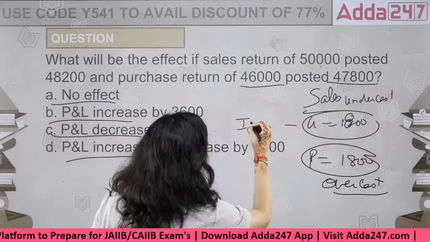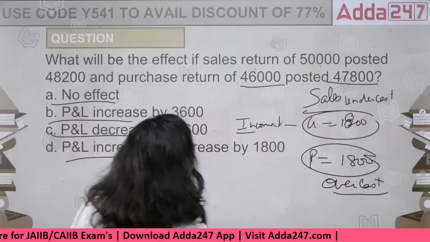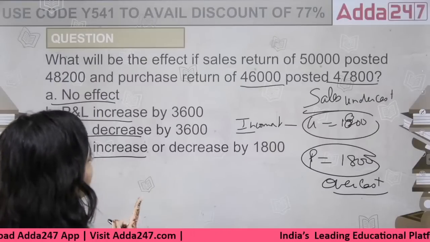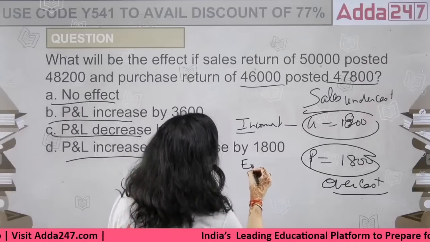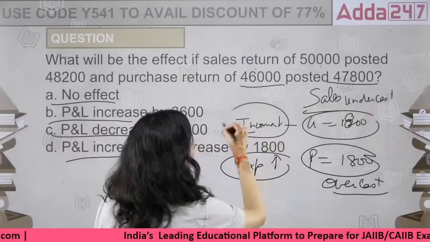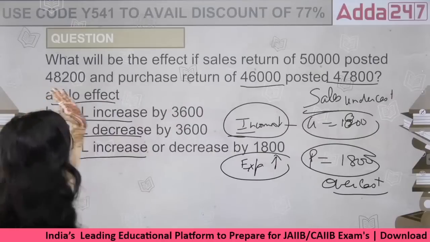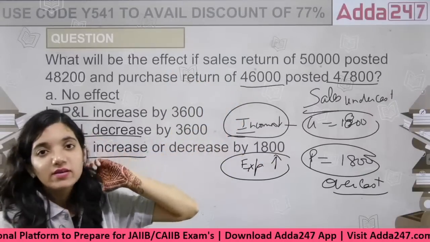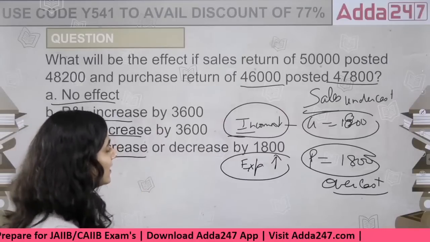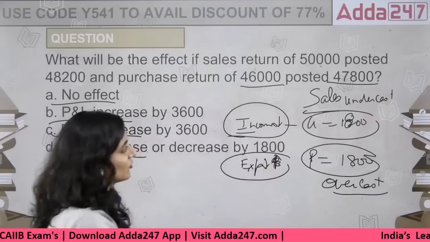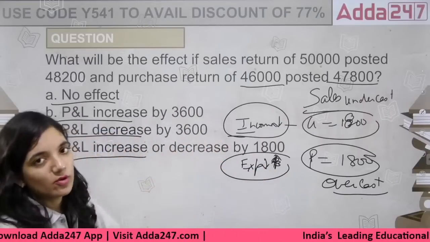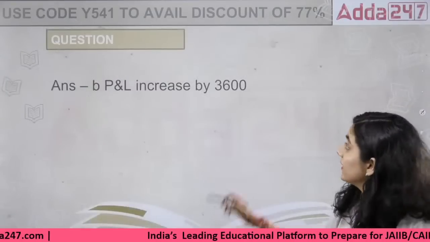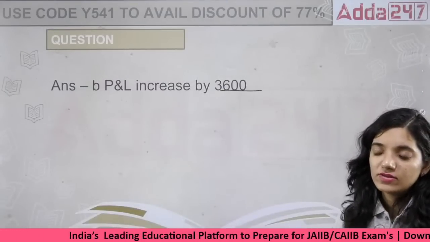Now our income is decreasing, right? Here, income is decreasing by 1800 rupees, and at the same time purchase return, that is our expense, is also affected. Income is shown at a lower amount: 50,000 is noted as 48,200, and our expenses are exaggerated. While we were expecting 46,000, we have given more than that. So this will also affect our expenses to be going down. Expenses are going down, even the income is going down. Both of these are going to affect the profit and loss only. The correct answer would be P&L is going to be affected. In this case, the correct answer is P&L increase by 3,600.